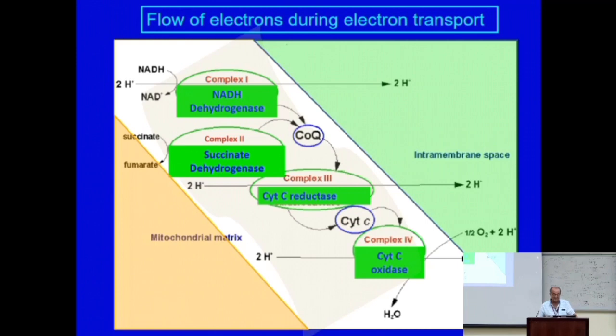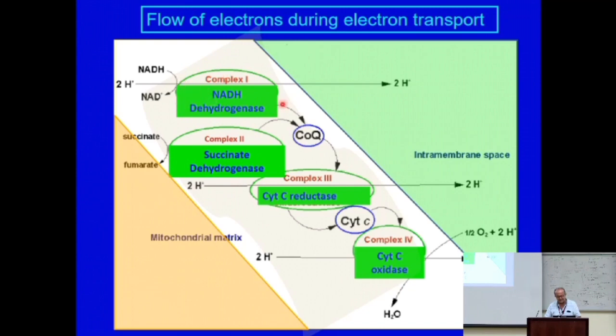Okay, we still have a few things. So here's the big picture. So this white part is the inner mitochondrial membrane. Here's the matrix, and here's the intermembranous space. So here's NADH being oxidized at complex 1.